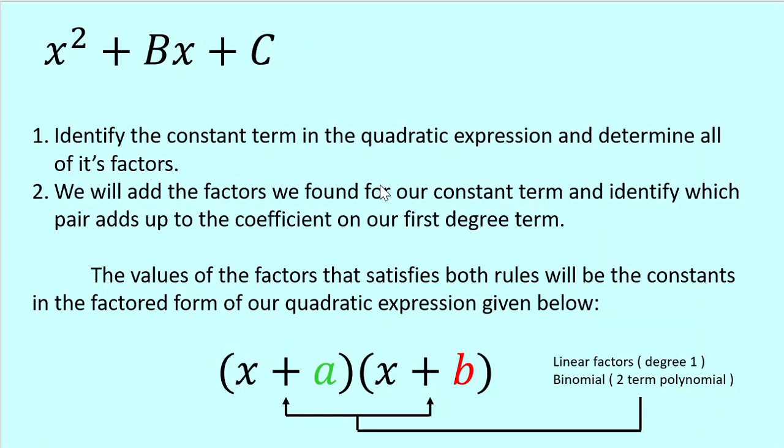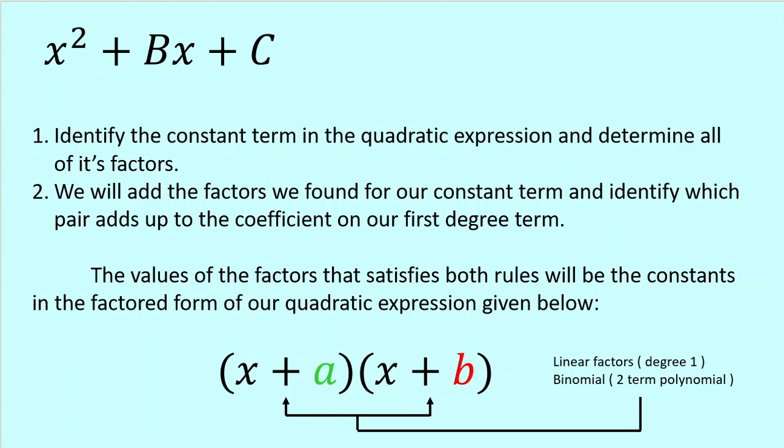So for starting out, I'm going to give you some rules to follow that will allow you to factor these quadratics correctly. I usually make it a point to explain why a method works first, but for this topic I will skip that and help you first get comfortable with factoring. We'll explain the concept and why these rules work in the next video, so please check that out. So the rules are: 1. We identify the constant term in the quadratic expression and we determine all of its factors.